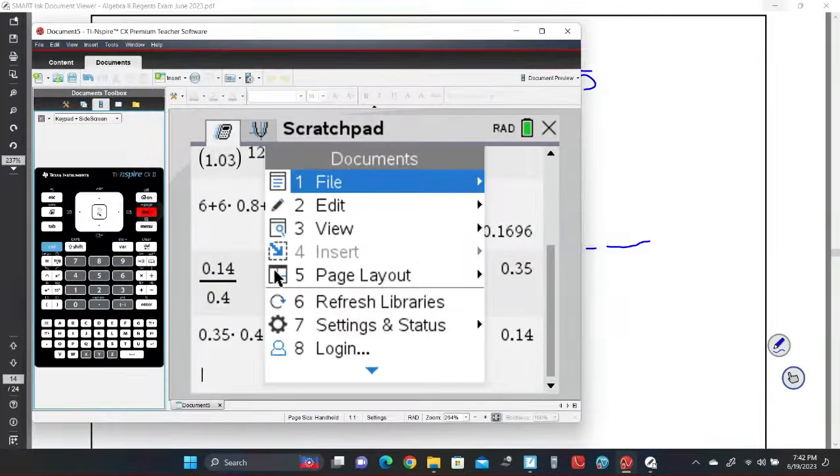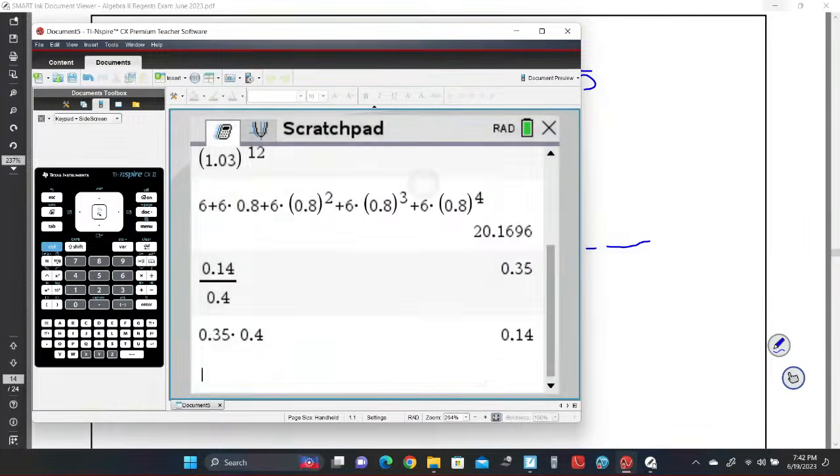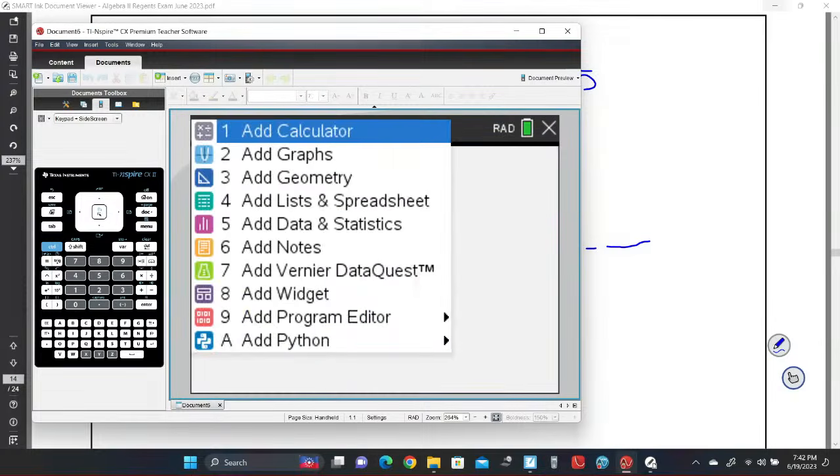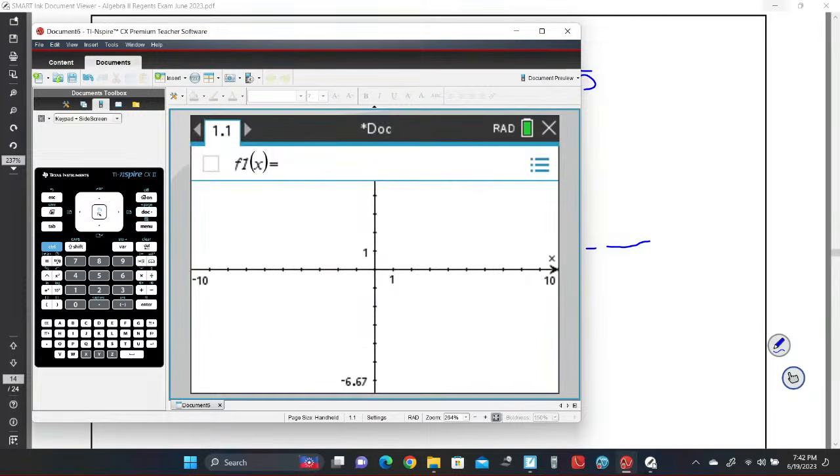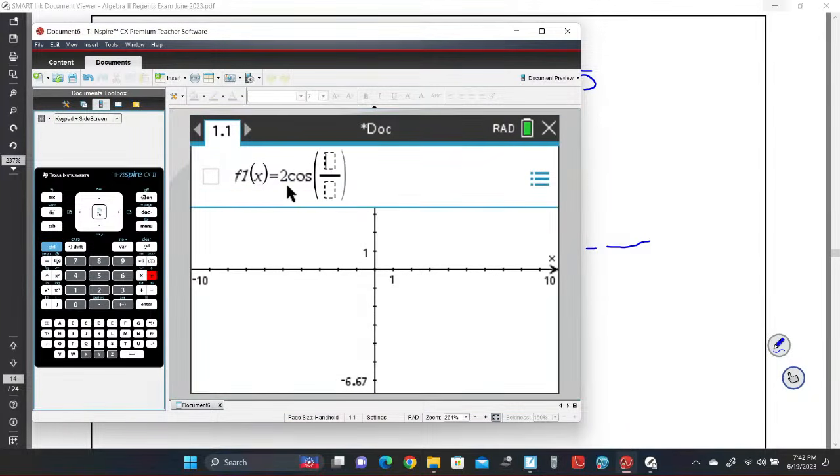All right, so I'm just going to open up a new one of these things so I can get a fresh graph. I'm going to add a graph. I'm in radians already, so I'm good. So I've got 2 times the cosine of 1/2 x, where's my x? I think I would know that by now, plus 5.